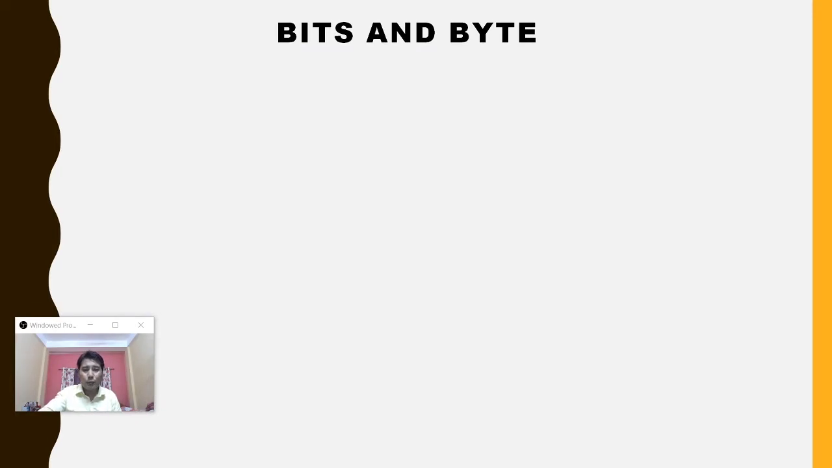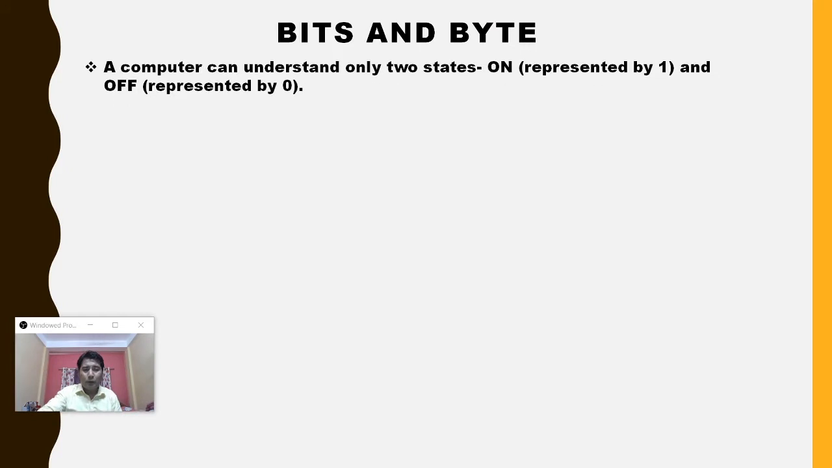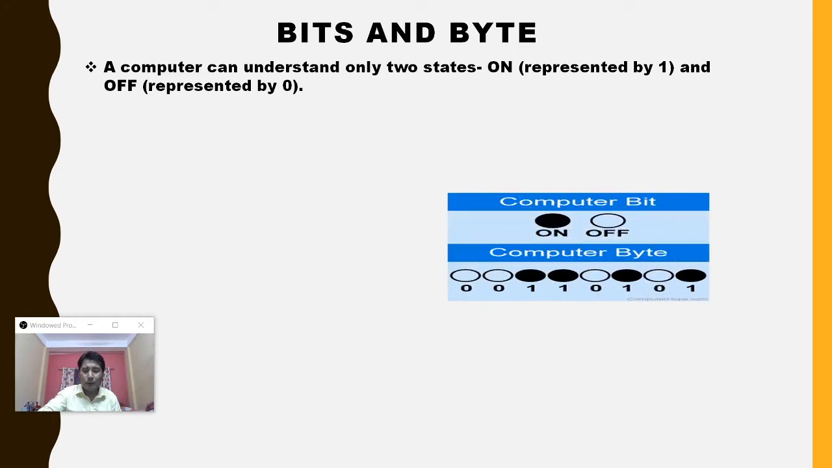First we will start with bits and bytes. A computer can understand only two states, that is on, which is represented by 1, and off, which is represented by 0. If you go through this figure, you can see that 1 is represented as on and 0 is represented as off.